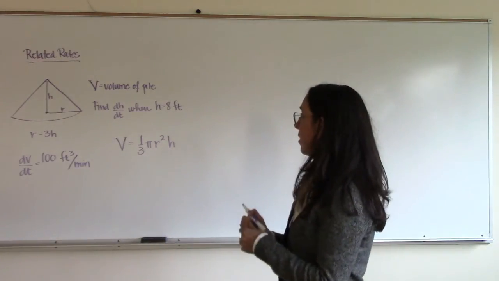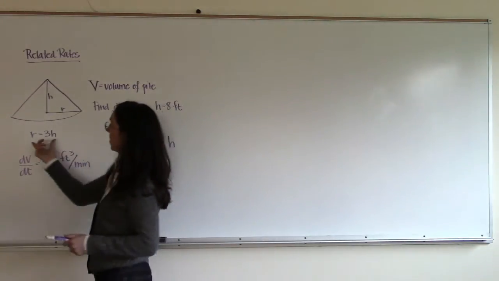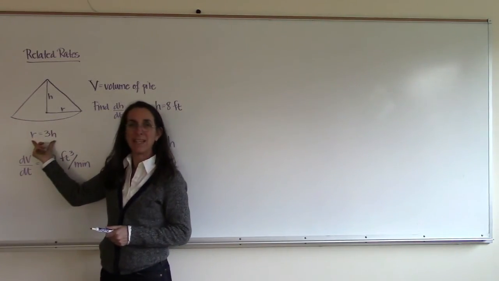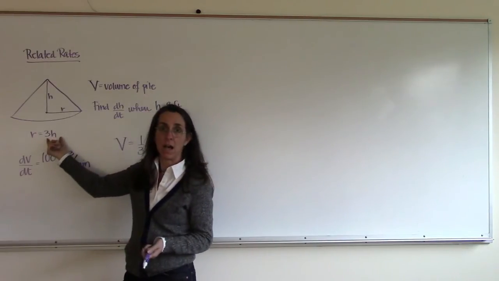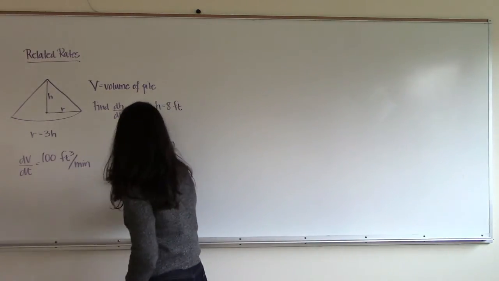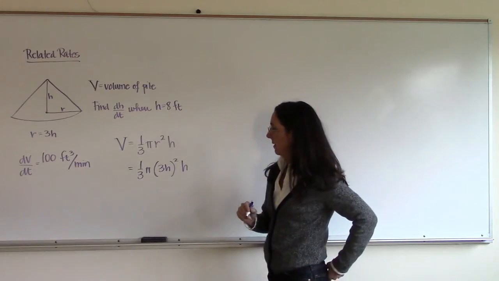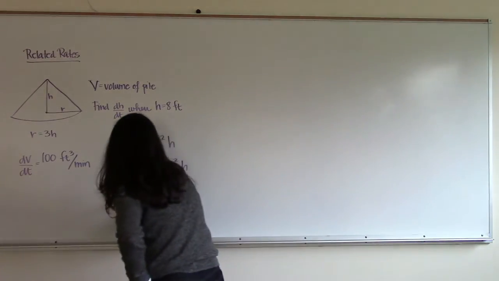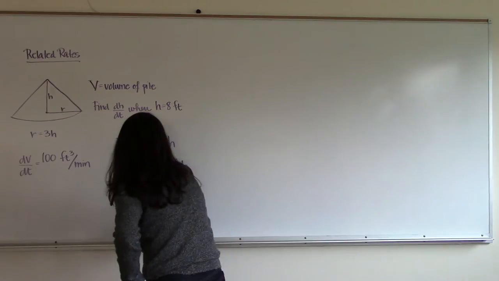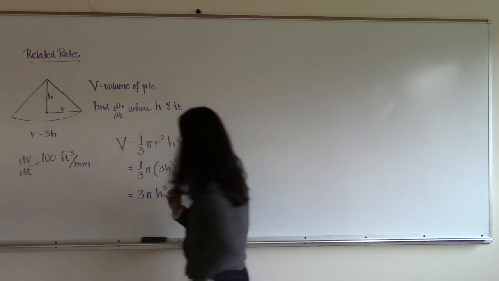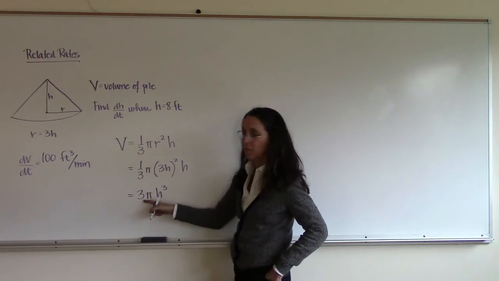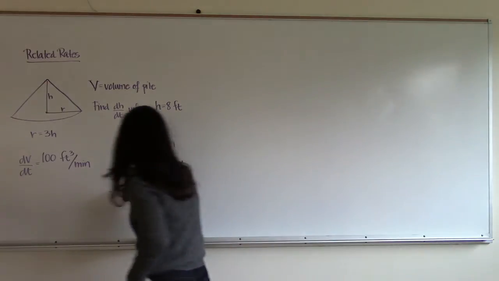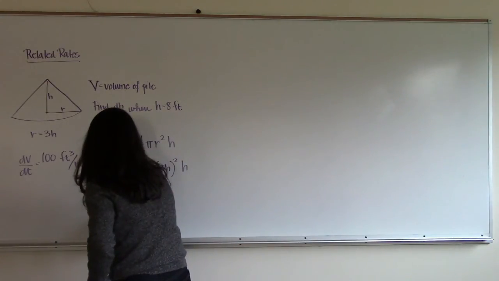But for this particular cone, r and h are related, so I'm going to get rid of the r because I don't need it for anything. I'm going to replace the r here with 3h, and simplify this. You get 9h squared here, and the 9 will cancel with the 3 on the bottom and leave the other 3, and so the volume just looks like this.